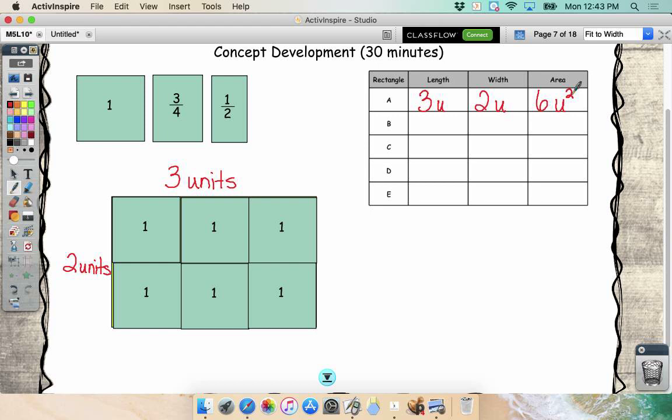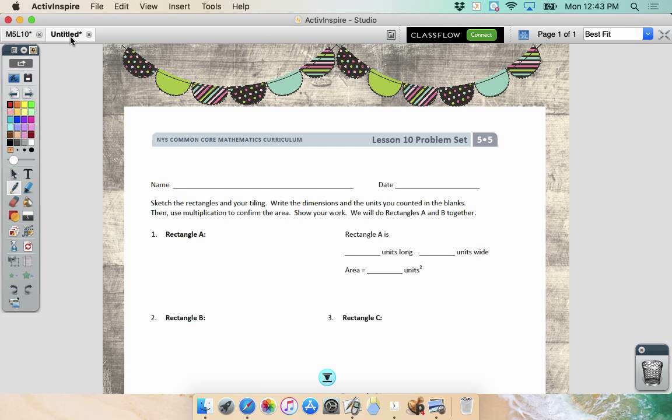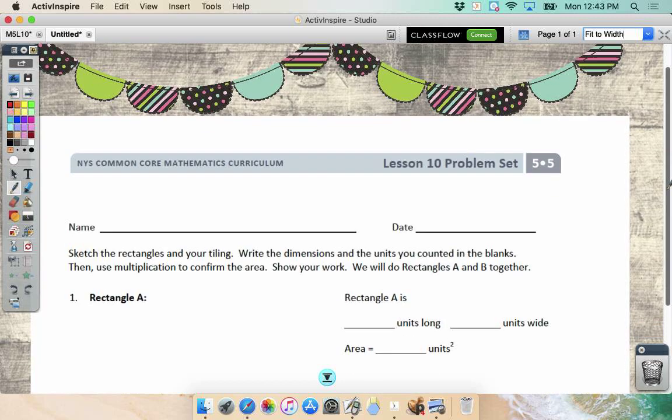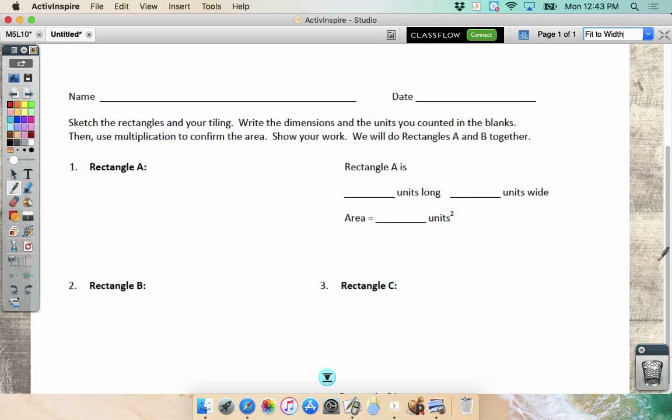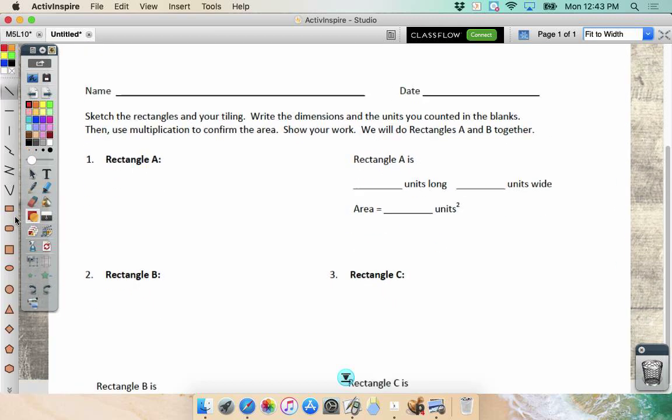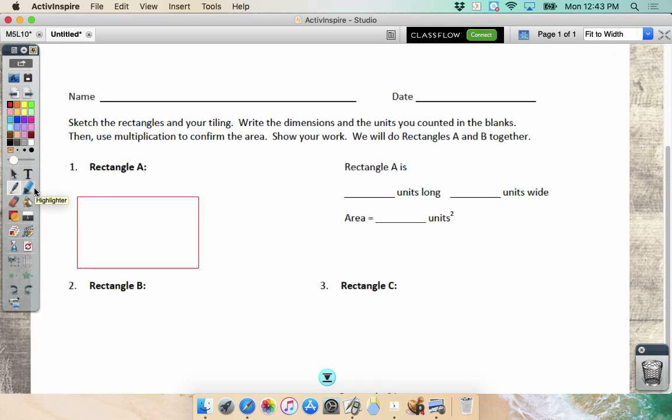Okay, now when we get to the problem set, all we have to do is draw this, label it, and then fill in some blanks. Okay? So let's look at this rectangle A. So we're just going to draw a rectangle here. Just draw a rectangle. And remind me what we labeled our rectangle as. Rectangle A. Yeah, we got that.